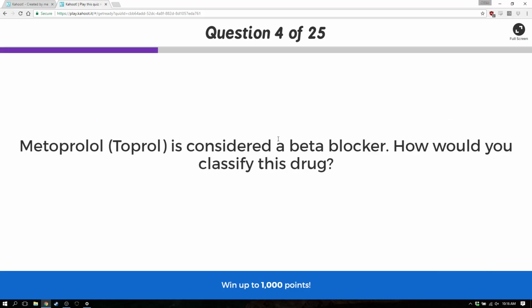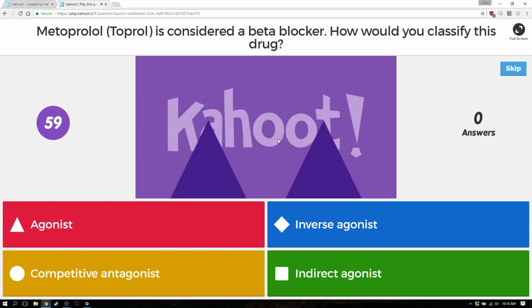Metoprolol or Toprol is considered a beta blocker. How would you classify this drug? An agonist, competitive antagonist, inverse agonist, or indirect agonist?